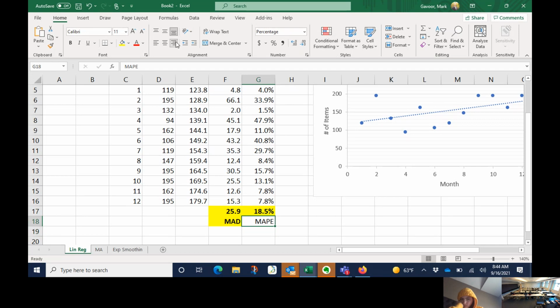18.5. Can I live with that? It's up to you to decide. Well, if you can live with 25.9 as the absolute deviation, that's 18%.